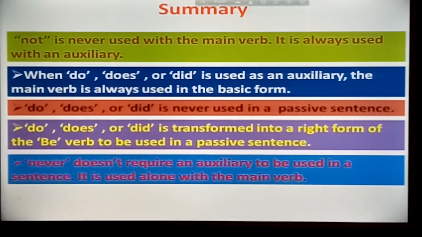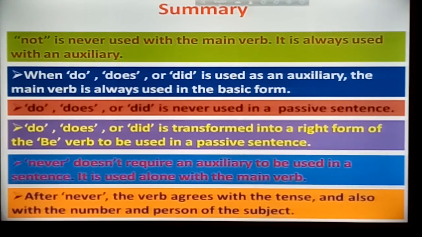And we have also learned that the other negative word never doesn't require an auxiliary to be used in a sentence. It can be used alone with the main verb. It doesn't come with any auxiliary in the sentence. It comes alone and it is used with the main verb, not with any auxiliary.